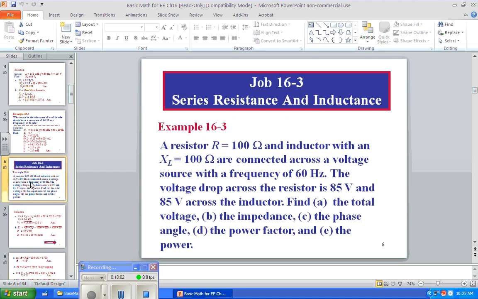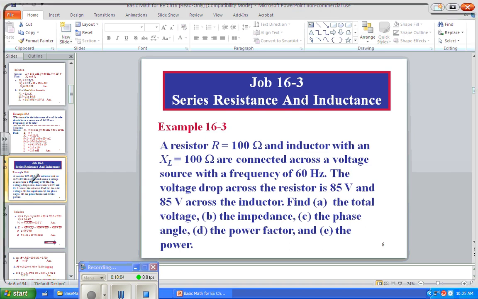And what they're talking about is they have an X sub L. They're moving into triangles already, aren't they? And they have a resistance. This is 100 and this is 100. And if you've got 100 on this side and 100 on this side, what angle is that? That's a 45-degree angle. So we're moving into a phase angle. So we've got our first phase angle, right? What's the sine of 45 degrees? 0.707, right?